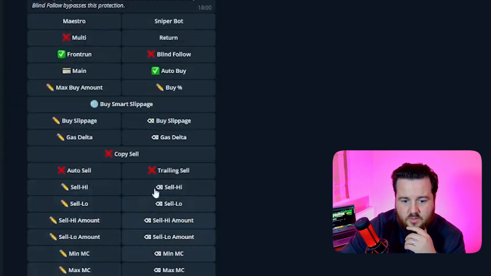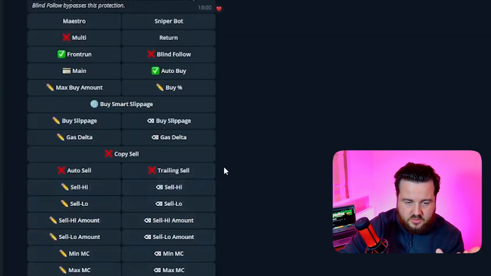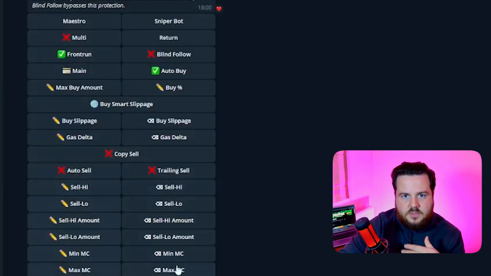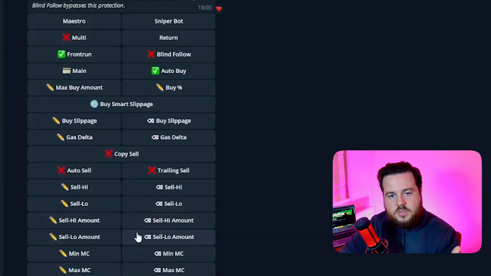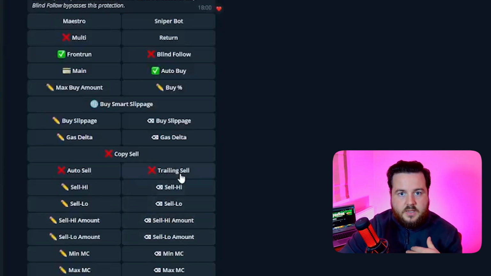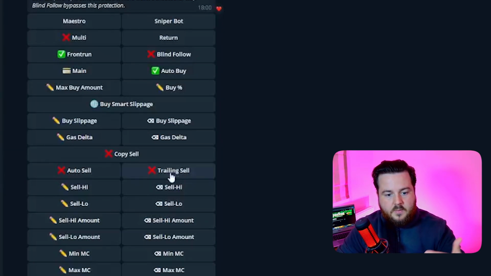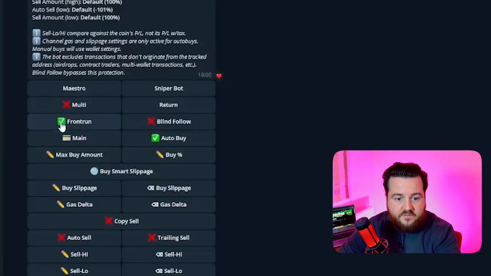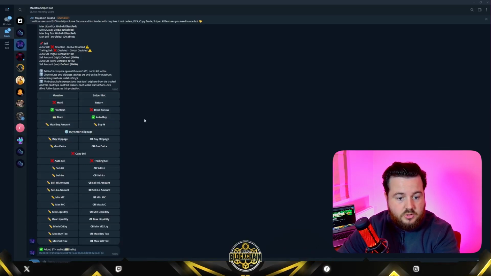Now here's all your stop losses and take profits, etc. I don't typically mess around with this too much because I like to just watch the chart and follow the trade. But let's just say, for example, you want to play safe, which I do recommend. Let's click front run or click auto buy. So you're going to buy automatically when the other person makes the trade.